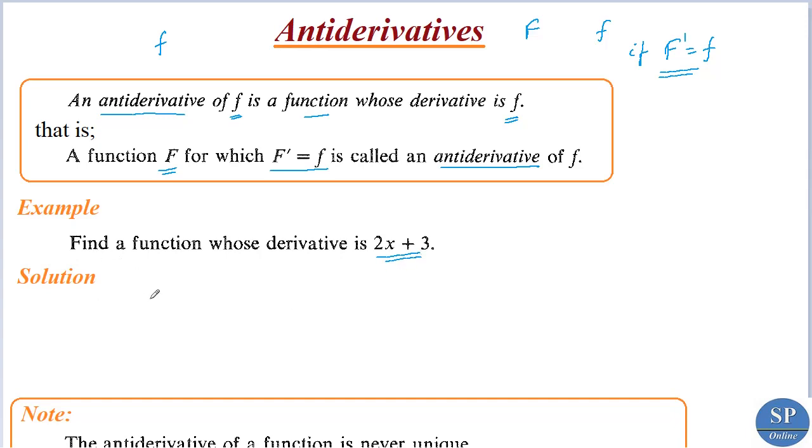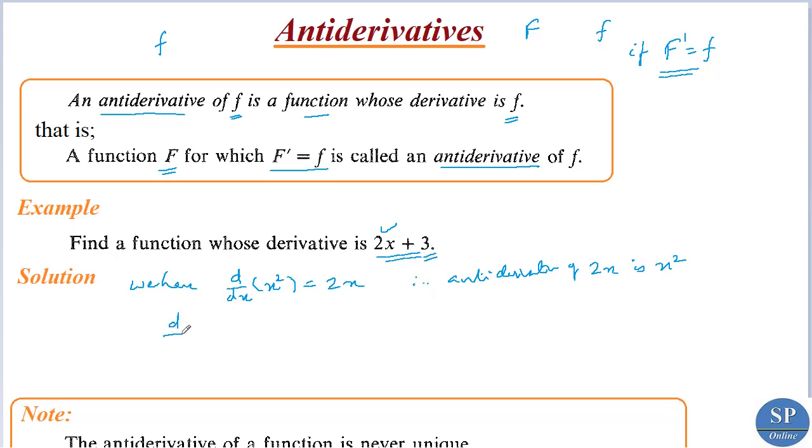We have that a function whose derivative is 2x is nothing but x square. That is, we have d by dx of x square is equal to 2x. So a function whose derivative is 2x is nothing but x square. So the antiderivative of 2x is x square. Now what about the antiderivative of 3?